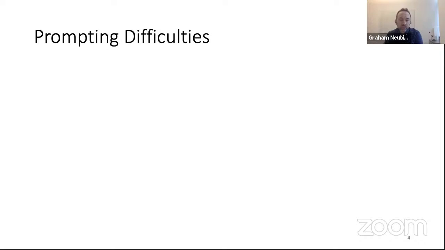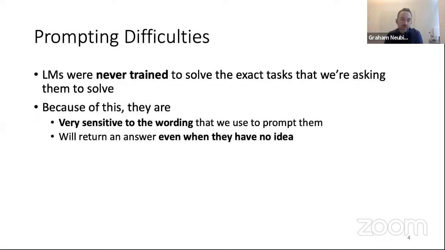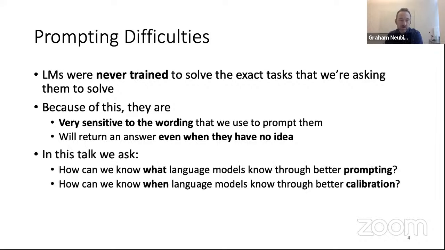So going a little bit into the difficulties we face when we're doing this prompting, the advantage is that LMs can be trained on raw text, but the disadvantage is that LMs were never trained to solve the exact tasks we're asking them to solve. And because of this, they're very sensitive to the wording that we use to prompt them. So if we ask them in one way, they might get the answer correct. If we ask them in another way, they might get the answer wrong. Maybe more concerning is that they'll return an answer even when they have no idea. And I'll talk about some examples of this in the second part of the talk.